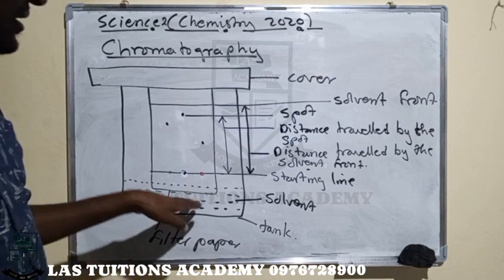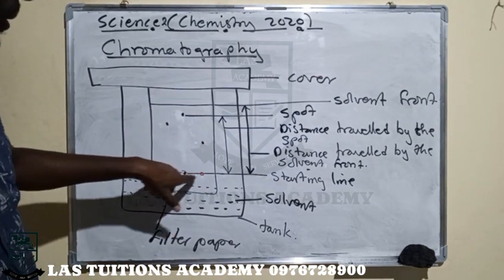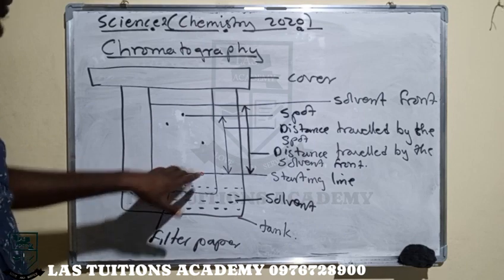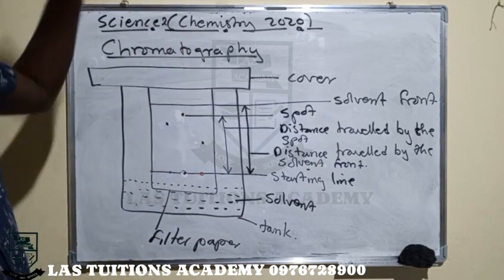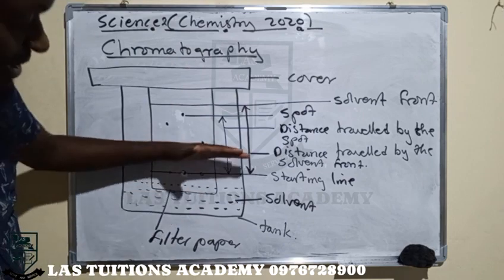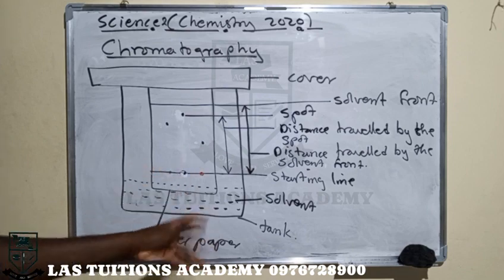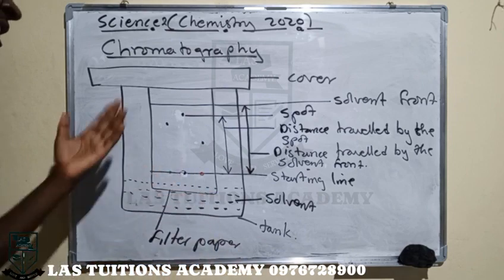So as this solvent is rising up inside this paper, it will also pick along these color pigments and rise with them. But if this solvent were above this starting line, these color pigments would just dissolve into the solvent and they would not rise up.